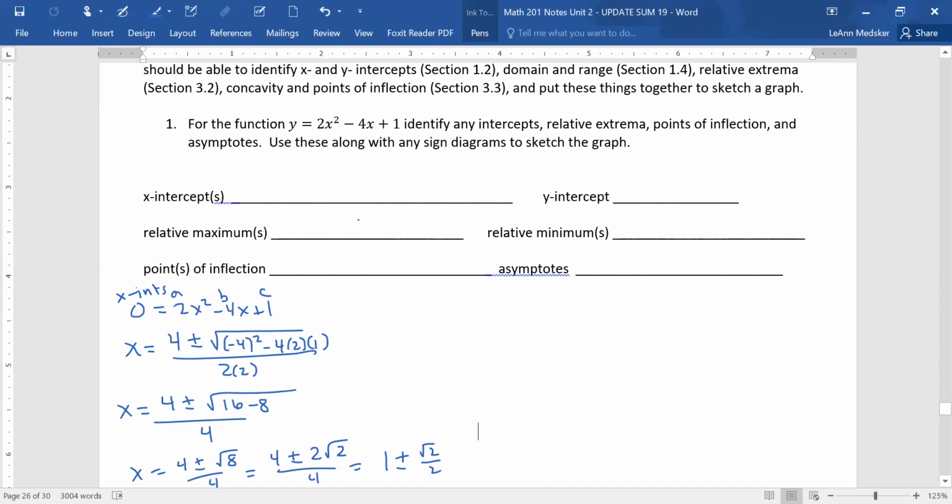So that's 2 separate x-intercepts. We want to write both of them as ordered pairs up here. And then once we do that, we will look at how to get the y-intercept. So let me type these in.